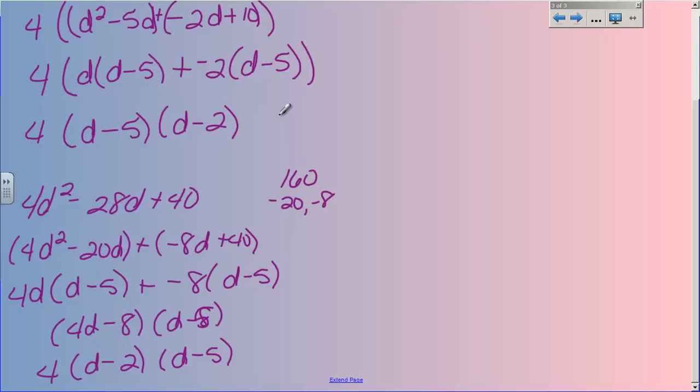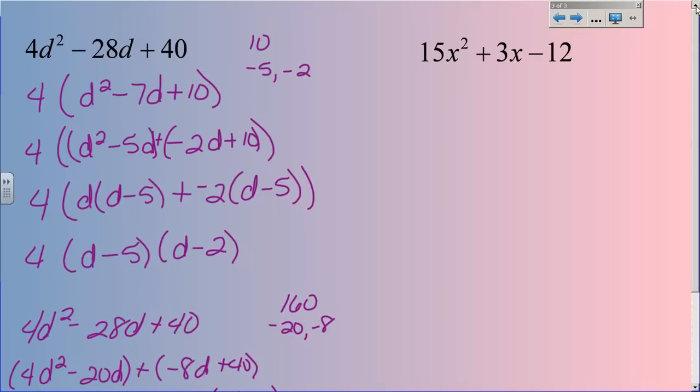So let's try the next one that I have written way up here, and I'll try not to mess it up. So 15x squared plus 3x minus 12. Step 1, is there a greatest common factor? Yes, there is. They have a greatest common factor of 3. So factor out the 3 and you are left with 5x squared plus x minus 4. And we're going to factor that. What's in parentheses? 5 times negative 4 is negative 20. The two numbers that will work for me are 5 and negative 4. That's how I get negative 20. And when I add them, I get positive 1.